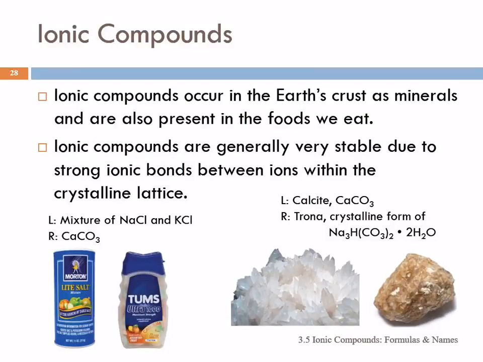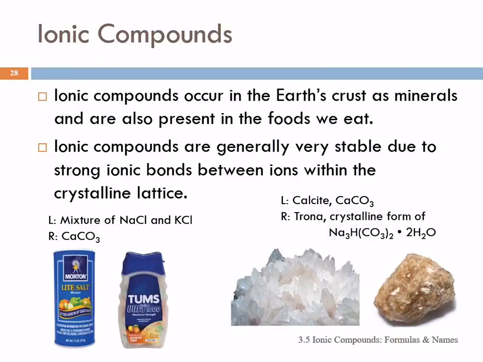Ionic compounds are very common. They occur in the Earth's crust as minerals. They're present in the foods that we eat. They are generally very stable because there are these strong ionic bonds between the ions in the lattice.